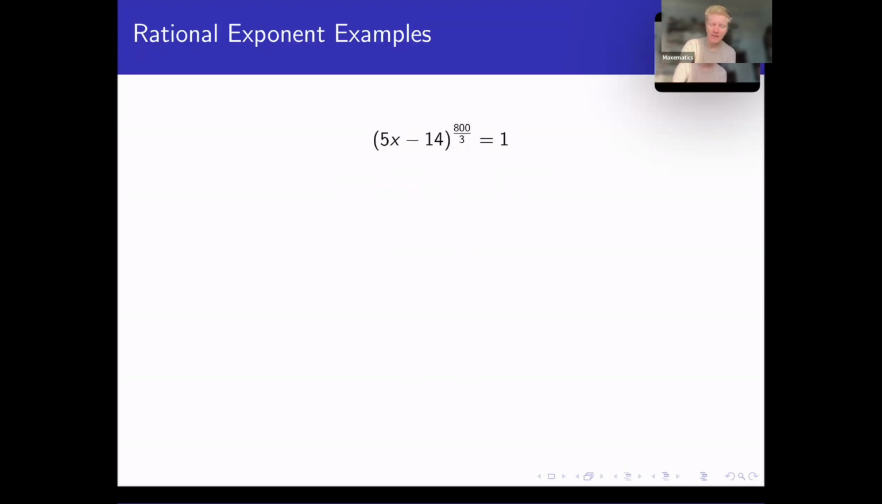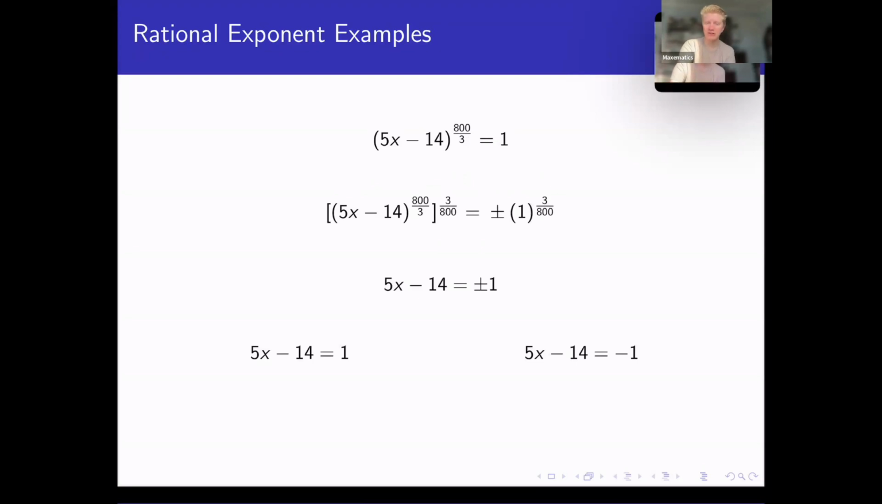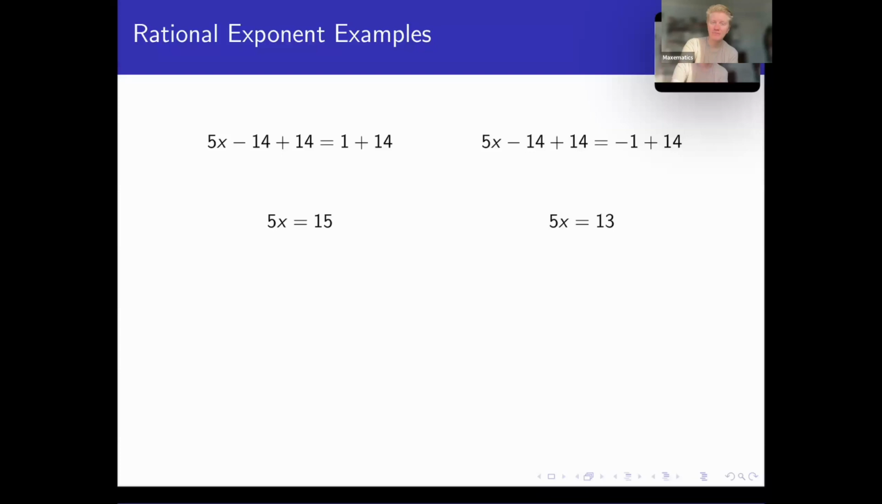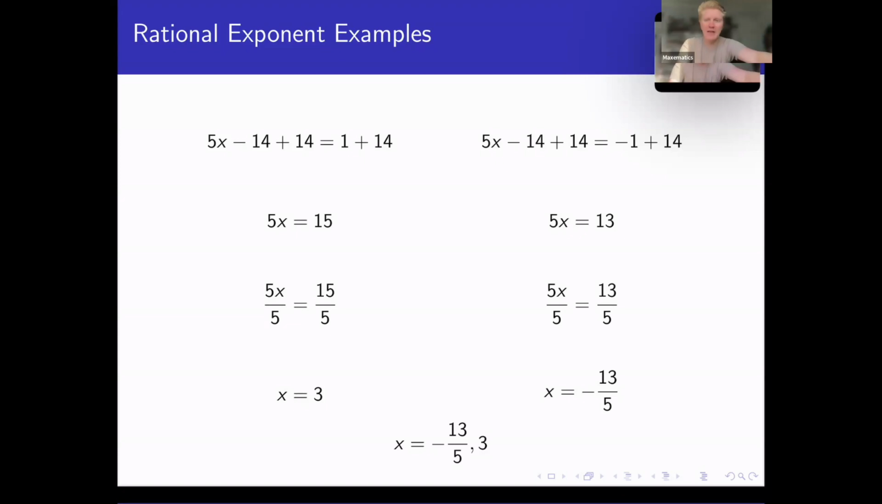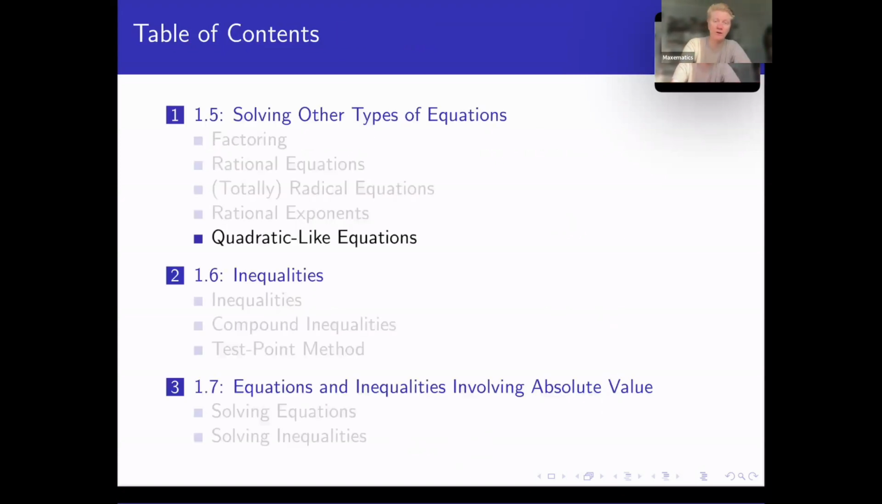But if the original numerator is even, 800, we pick up plus and minus. But still, 1 raised to any power is just 1. So just two separate equations. Add 14 to both sides. Divide both sides by 5. And you get two solutions. So that's rational exponents. Not really much else we can do with them right now. And maybe we come back to those in a little while.